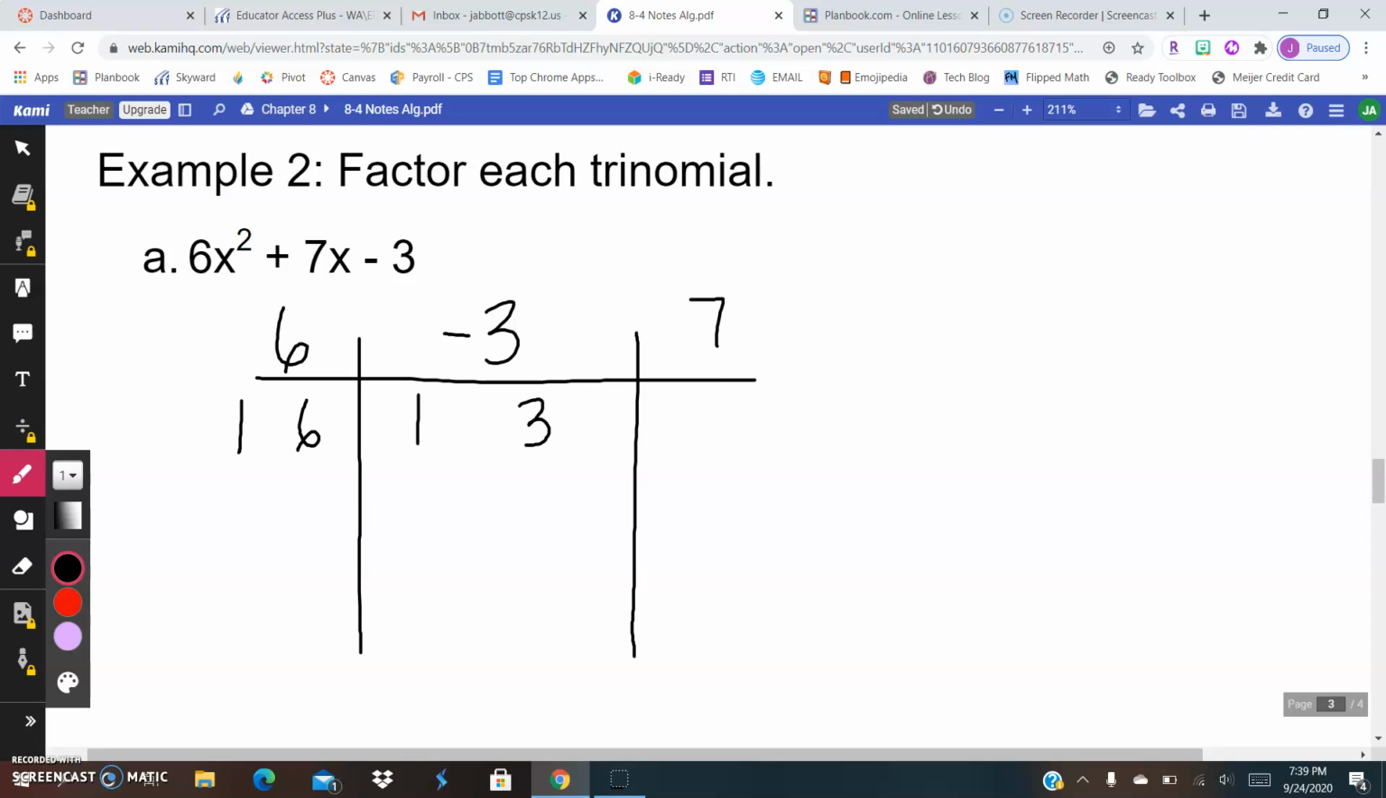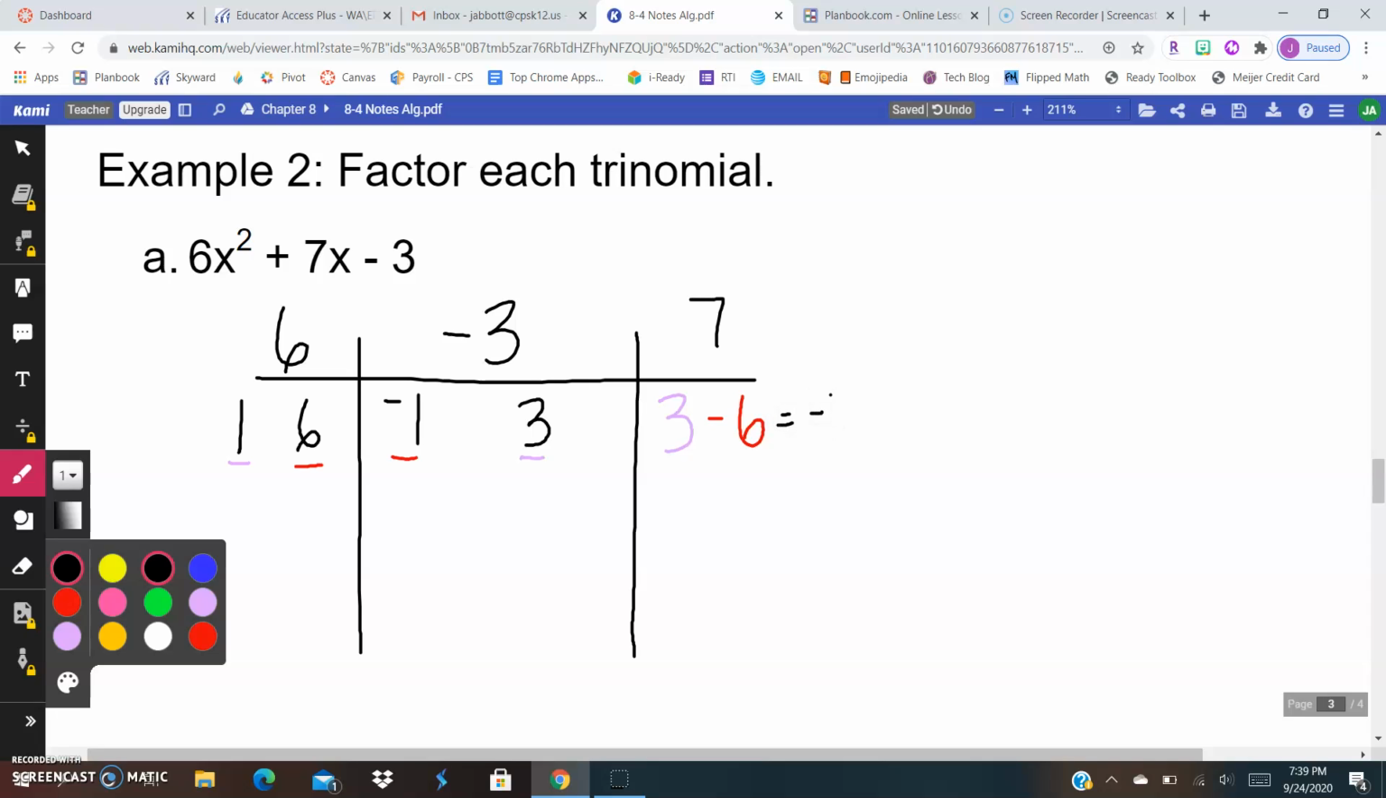Since we want maybe a positive 7 left over, maybe I want to try the 1 to be negative. Let's see how it goes. Our outer is 1 times 3, so that's 3. Our inner 2 numbers is 6 times negative 1, so that leaves us with a negative 6. 3 minus 6 would be negative 3. So that didn't quite work out. So maybe I want to flip that negative sign around. Maybe I want to do 1 and negative 3.